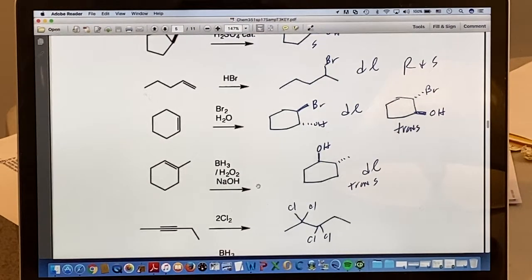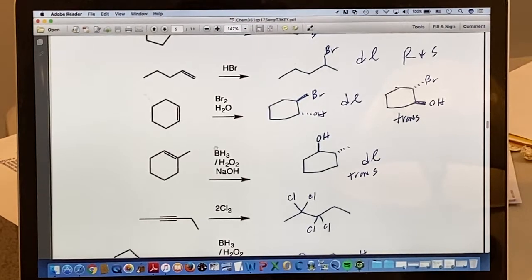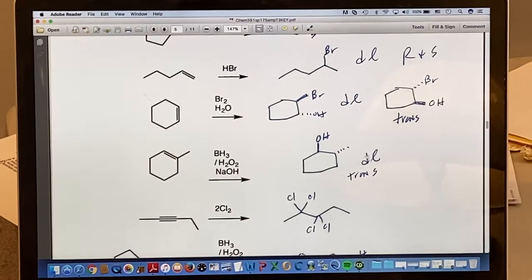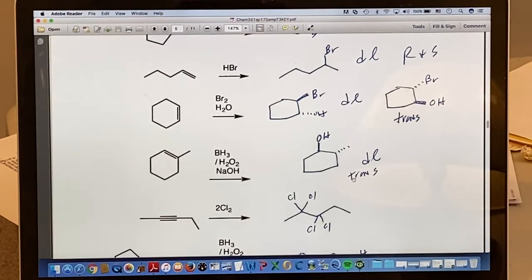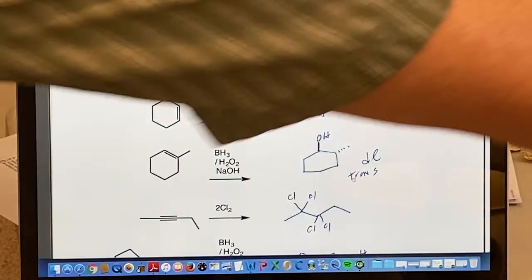Then we got hydroboration here. Remember that goes with syn addition there. Hydride at the internal position, boron at this position, less substituted, and then retention of stereochemistry here. This is a mixture of enantiomers. There's two trans stereoisomers here. Make sure you show the trans as the optimal one there.